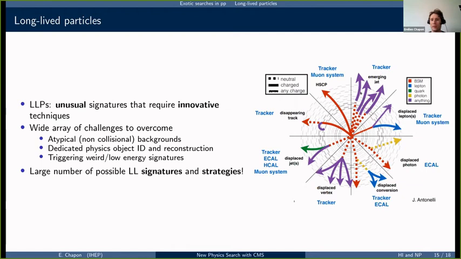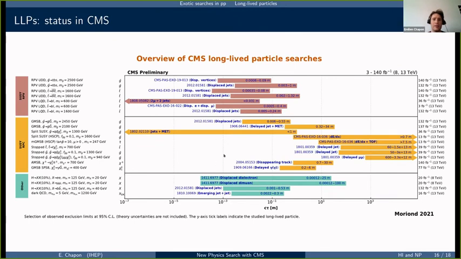So we can look for, okay, maybe I don't have to list all of them, but this involves all of the detectors: the tracker, the calorimeters, also the muon stations. We can look for very displaced particles, displaced jets, and so on. So this is a recent summary of the status in CMS for a few models.